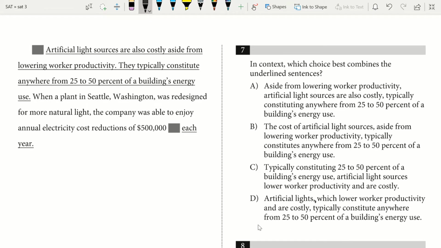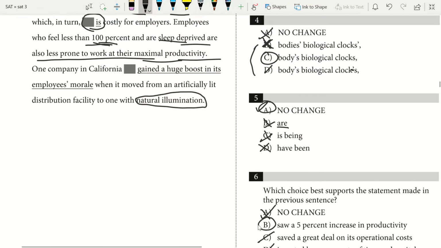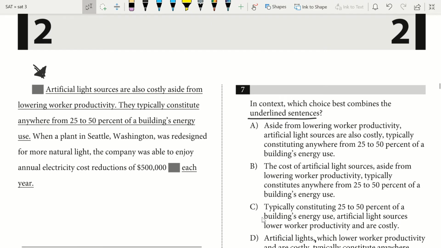Question 7 asks us, in context, which choice best combines the underlined sentences. So we're looking to combine our underlined sentences, but another thing we know is we're starting a new paragraph here. When we start a new paragraph, we want to have a good transition from the last sentence of our other paragraph, right? So if we look at our last sentence, it was one company in California saw a 5% increase in productivity when it moved from an artificially lit distribution facility to one with natural illumination. So we want to link our increase in productivity with our two underlined sentences, right?